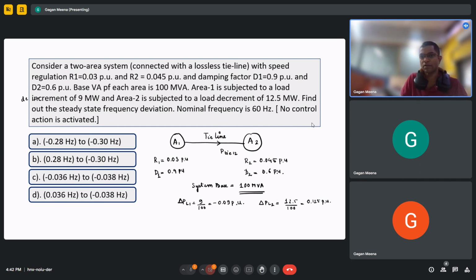The load should be decremented. Increments, is it positive or negative?